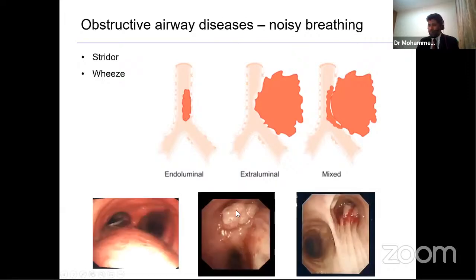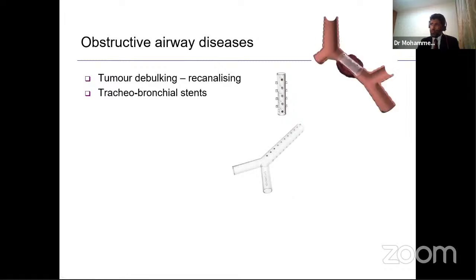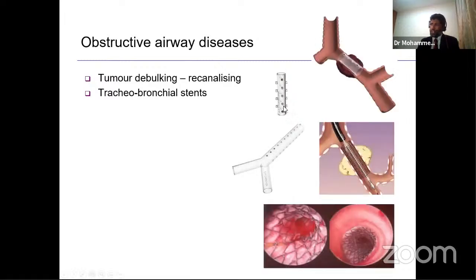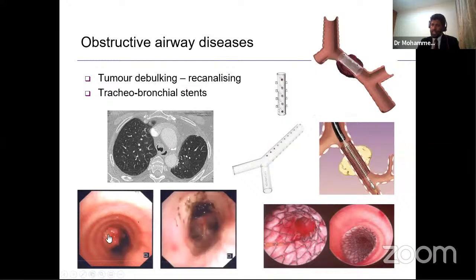This is just an example of a tumor sitting within the airways. We can look at various strategies to deal with endobronchial obstruction. We can look at using stents, and we could also look at burning the tumor. This is a good example where the tumor was completely burnt using argon plasma coagulation with good effect.